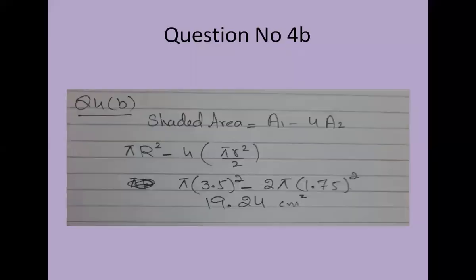Okay, so here we go. Shaded area will be A1 minus 4 times A2. A1 will be pi R square, capital R represents that big circle whose radius is 3.5, so pi 3.5 square. Minus 4 times the area A2, that will be the semicircles, the semicircle will be pi r square divided by 2. The radius of the one semicircle will be 3.5 divided by 2, and that will be 1.75. So 2 and 4, they are cancelled. So you will have 2 here. So in your calculator, you will enter pi 3.5 square minus 2 times pi times 1.75 square equals to, and that will be 19.24 centimeters square. Hopefully you understand.